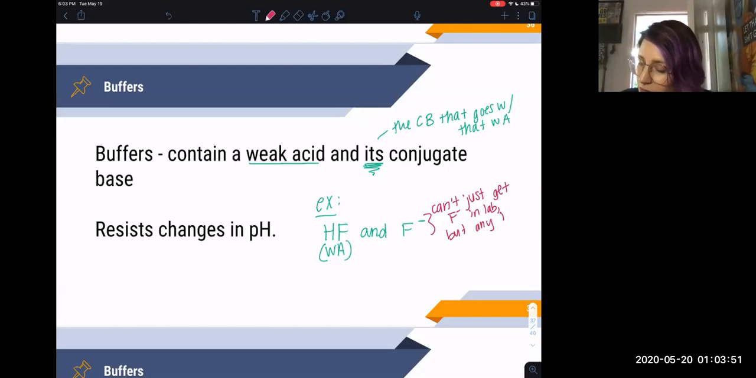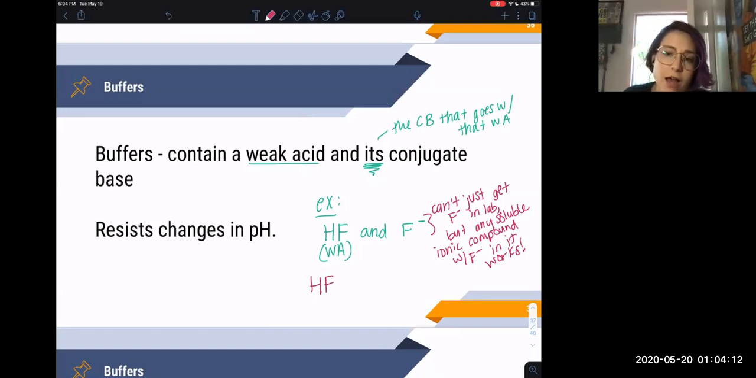So any soluble ionic compound with F minus in it works. Hydrofluoric acid does not have a lot of F minus in it. Think about it. Hydrofluoric acid has like 1% F minus and 99% hydrofluoric acid. So it's not a really good source of F minus.